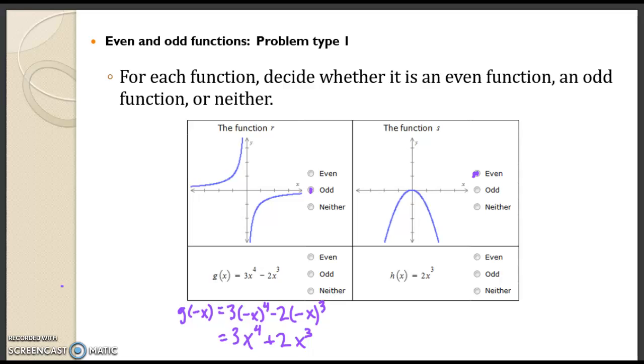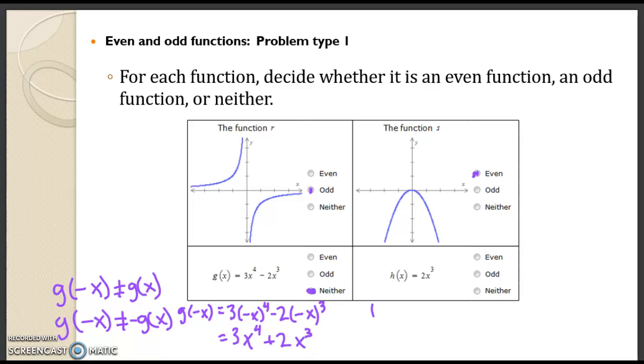So g of negative x does not equal the function, and g of negative x does not equal negative of the function. So this one is neither.